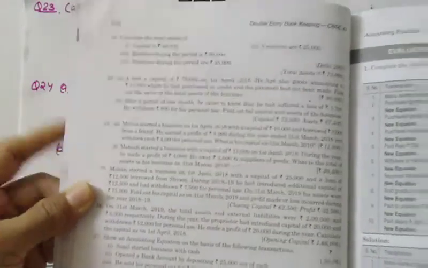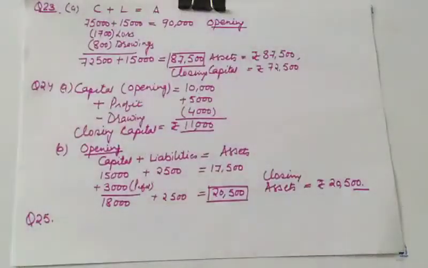So what is given to us here? Let us record all those things which are given to us. So first of all, opening capital is given.